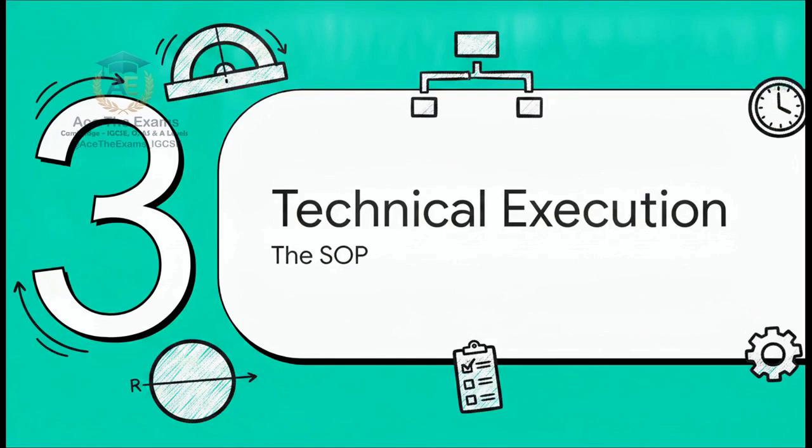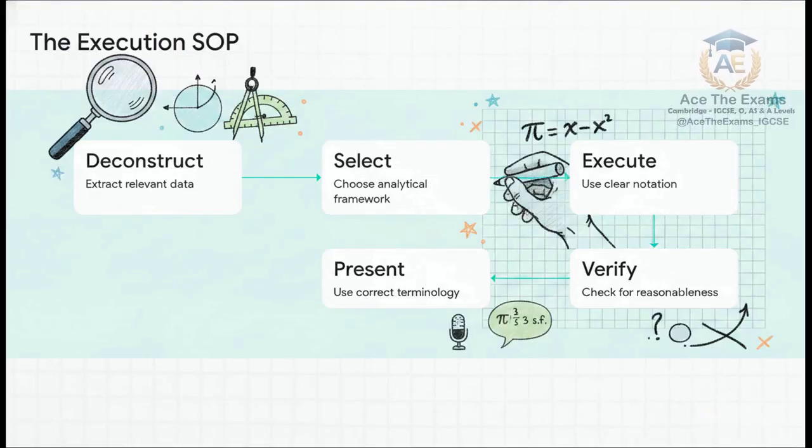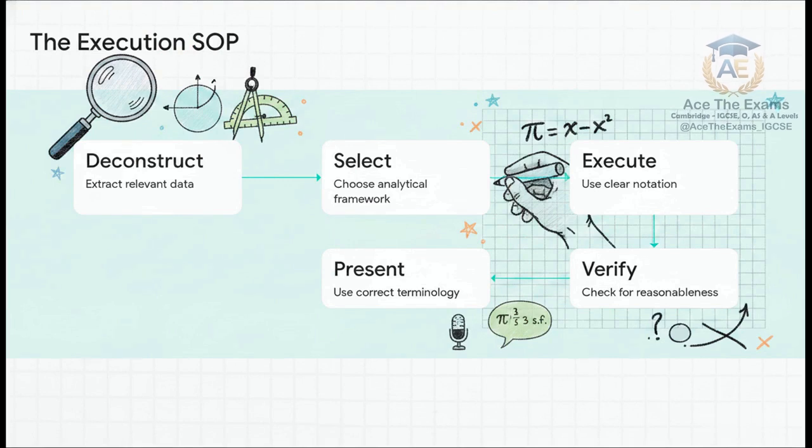Section 3. The Technical Execution Framework. This is your standard operating procedure. To guarantee you're consistently hitting the mark scheme requirements, you cannot just wing it. You need a systematic 5-step processing framework.